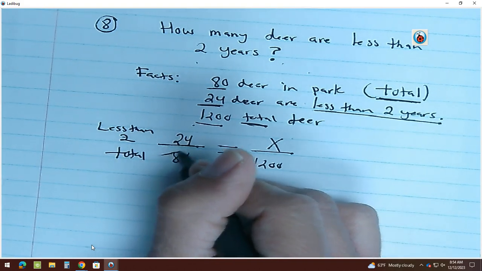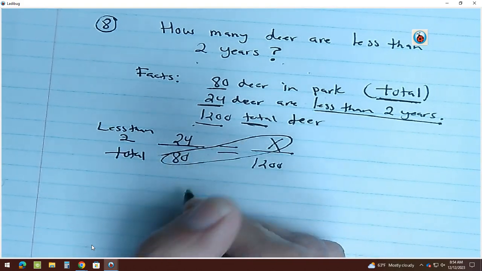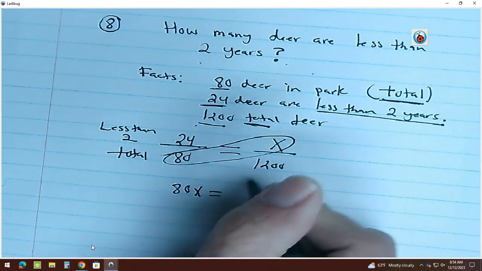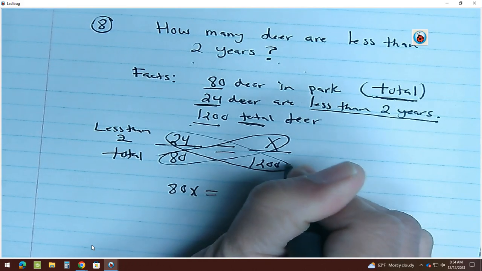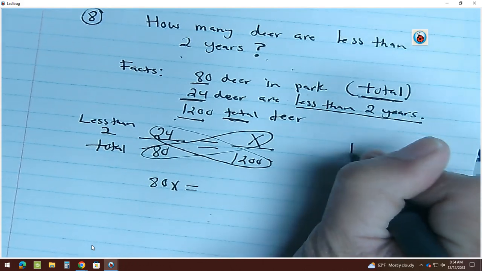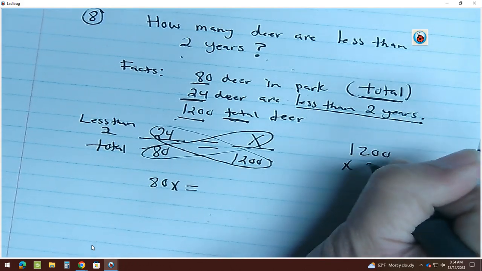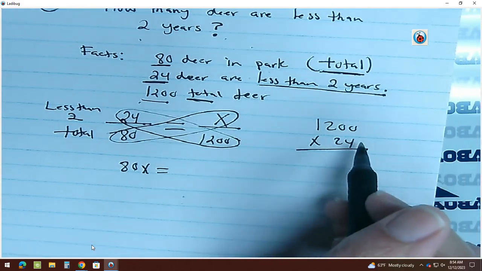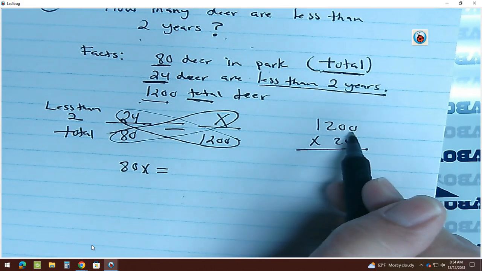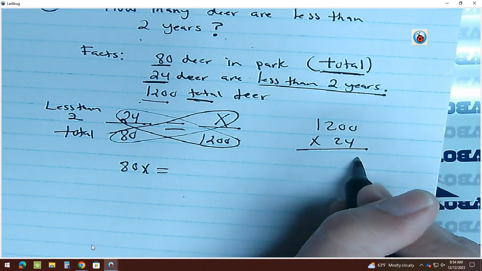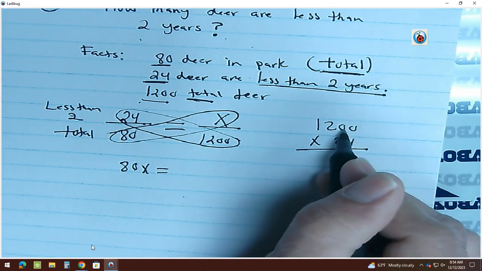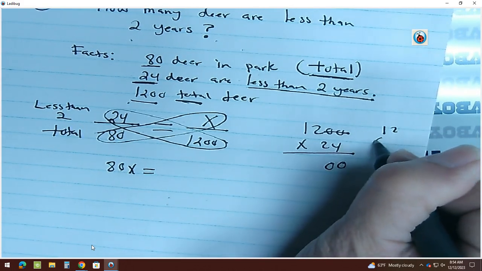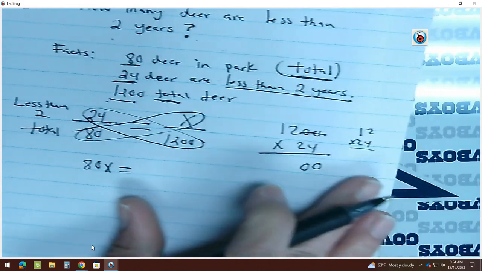From the bottom to the top, 80 times X. 80X. 1,200 times 24, I have to go to the side. 1,200 times 24. Now, yesterday when I was talking to you, I told you that when you have zeros at the end, cuando hay ceros al final, you can just drop them and say, okay, I'm done with you. And then just multiply whatever's left, 12 times 24, so it can be easier for you.